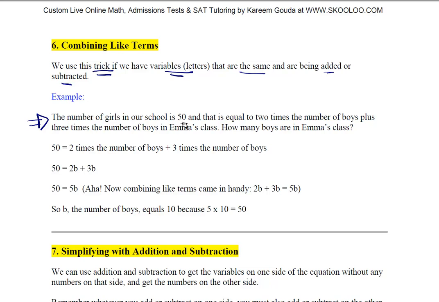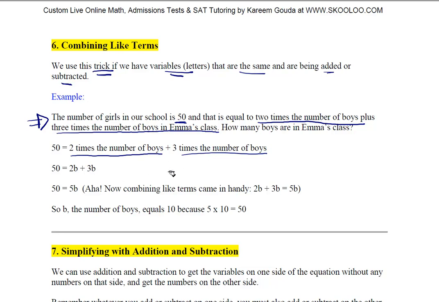One more time. The number of girls is 50. That is 2 times the number of boys, plus 3 times the number of boys in MS class, which is another class. If I call the number of boys b, then 50 equals 2b plus 3b, okay?